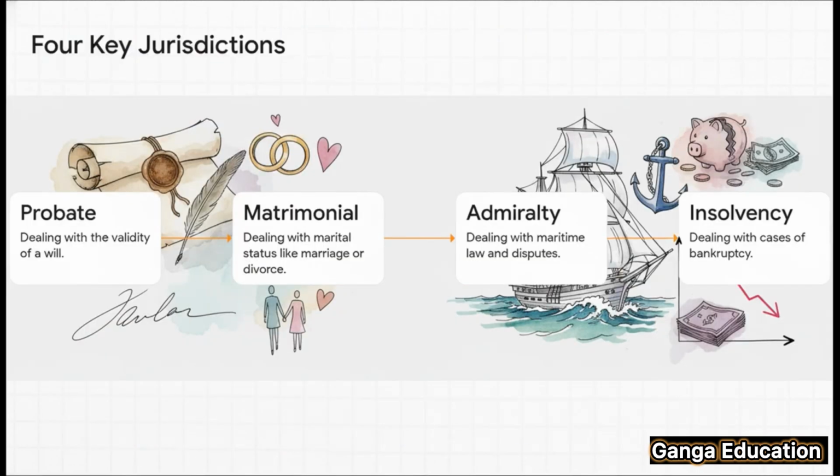So, Section 35 doesn't apply everywhere. It's very specific and only covers these 4 key areas of law. You absolutely have to remember these. First, we've got probate. That's everything to do with whether a will is valid or not. Second, matrimonial jurisdiction. This covers things like marriage, divorce, and a person's marital status. Third is admiralty, which is all about maritime law and disputes at sea. And finally, number 4 is insolvency, which deals with cases where a person or a company goes bankrupt.